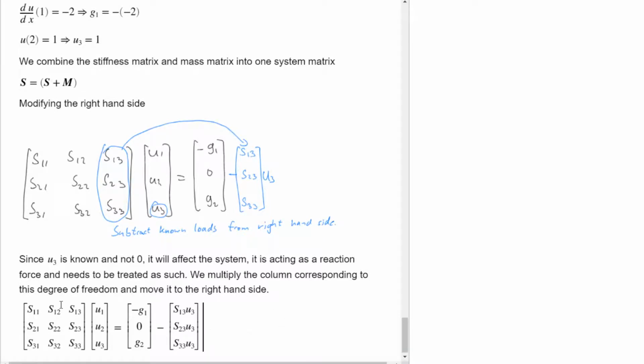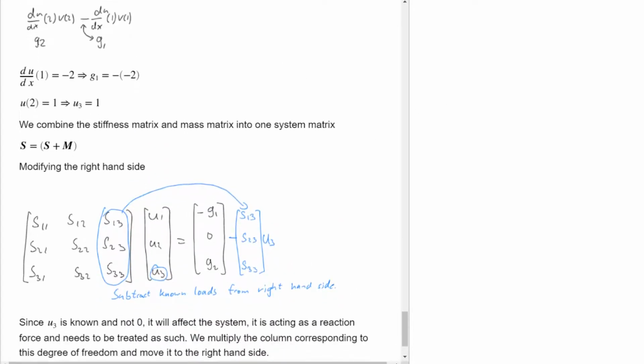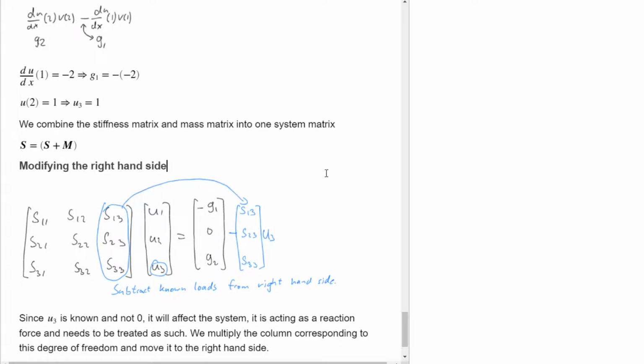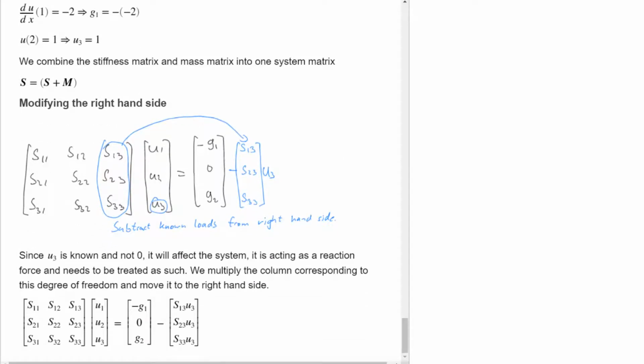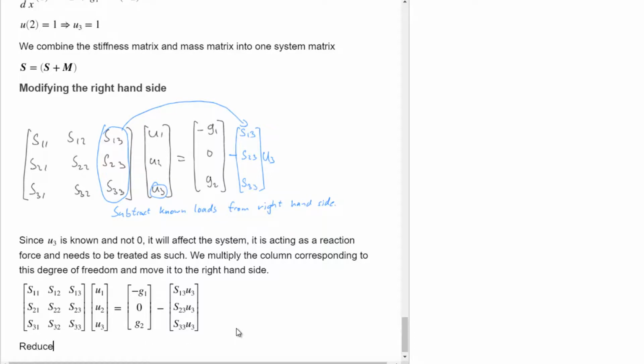Okay, so we start off with our system equation like so. We have moved this stuff over to this side here. Now what do we do? We have modified the right-hand side, and I want it to be known that this is important. Now we need to reduce the system, so we are going to reduce the system, and this is also an important step in assembly.